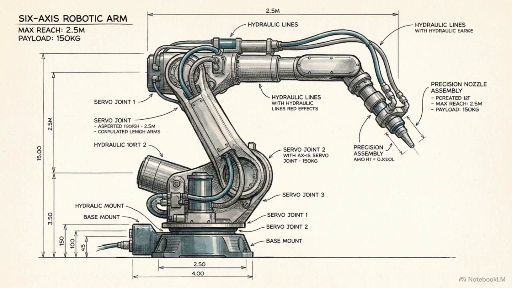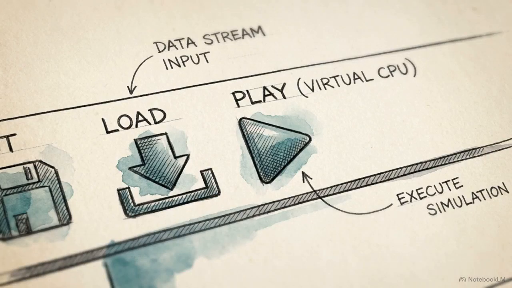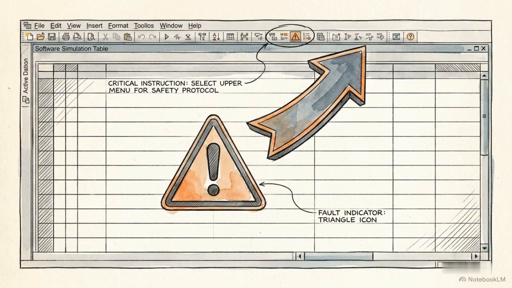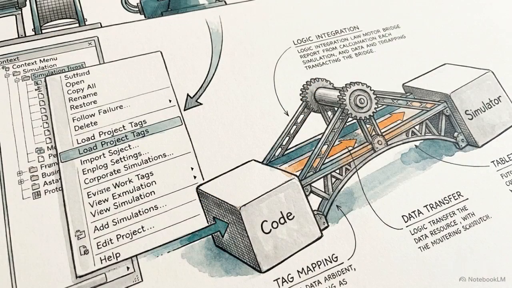Before we test this on physical machinery, we verify the logic. Click Load, finish the compile, and then start the virtual CPU to begin monitoring. Looking at the PLC Sim interface, you must complete one critical step to avoid a simulation failure. Right-click in the simulation table and click the Load Project Tags icon, indicated by the arrow. This bridges your code with the simulator.